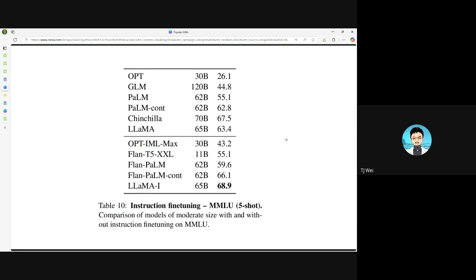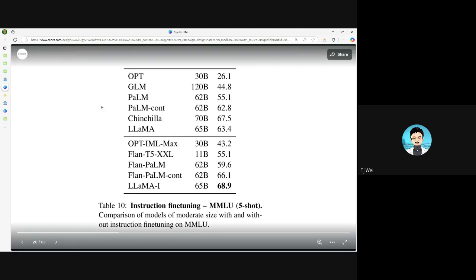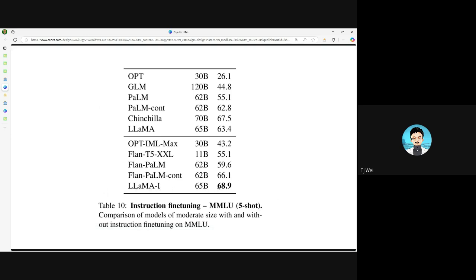Okay, so the result is that it does pretty well compared to other models back then. We are going back to Llama itself. So Llama is compared to other models at the same time. There are a lot of different benchmarks. One of them is MMLU. I'm only taking the 5-shot. So Llama instruction has a better result back then.